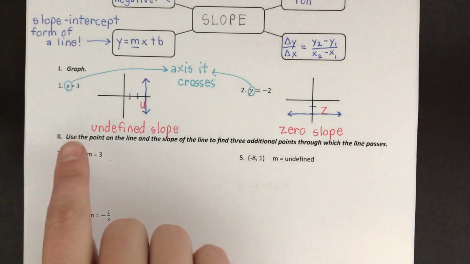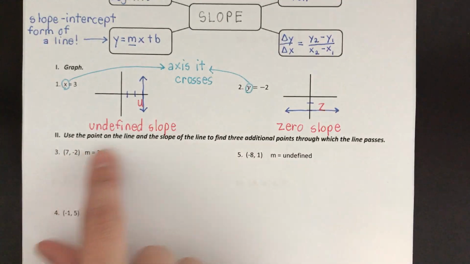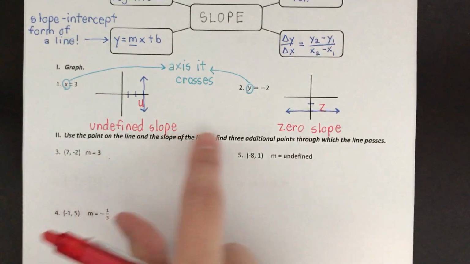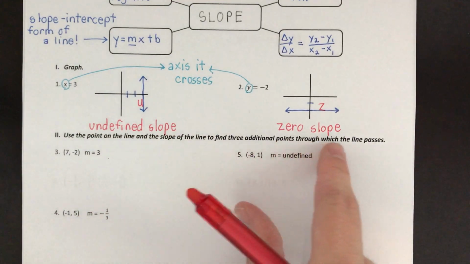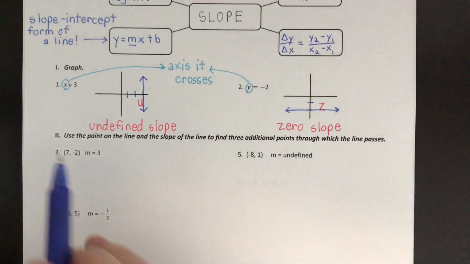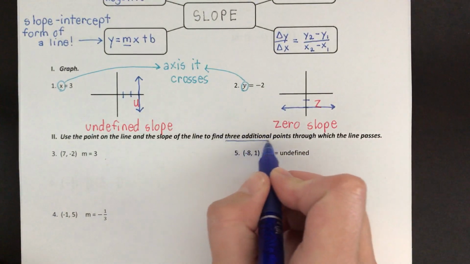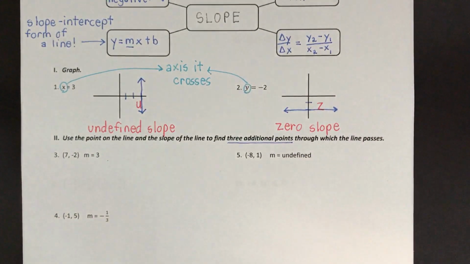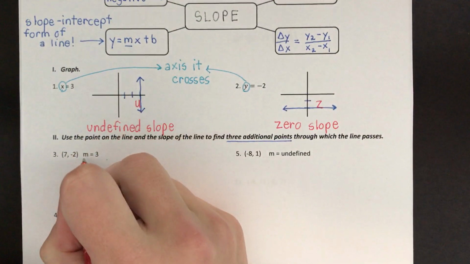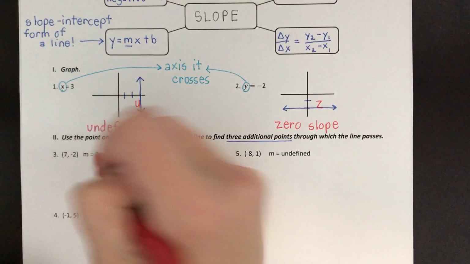Part 2: use the point on the line and the slope of the line to find 3 additional points through which the line passes. So we're using the point on the line and the slope of the line to find 3 more points through which the line passes. Well, let's think about this. Our slope is given. Our slope m is 3, or 3 over 1.